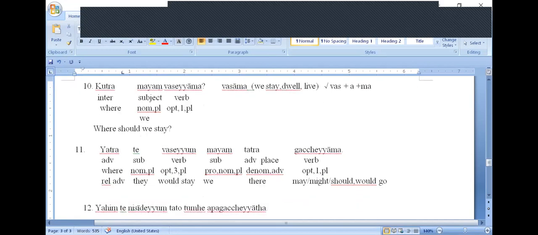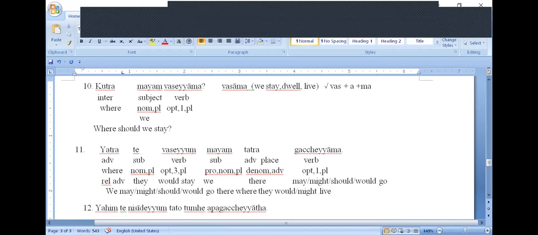The whole meaning is we may go there where they would live or stay. We may go there, where they would live or stay. So it will be we may, we might, we should, we would go there where they would live, or they might live. May live, might live, I think enough.